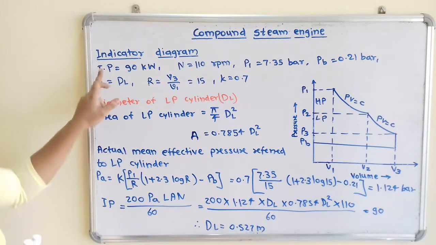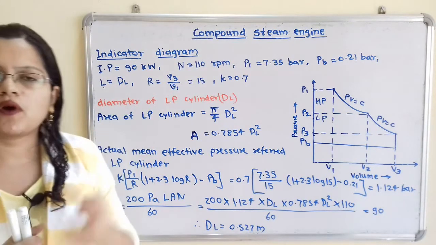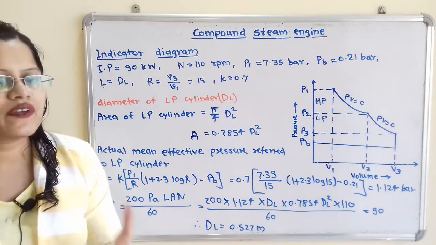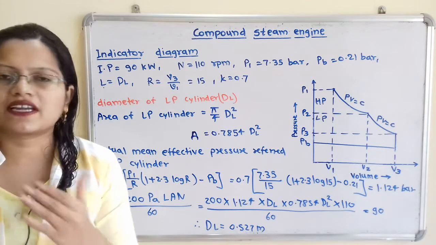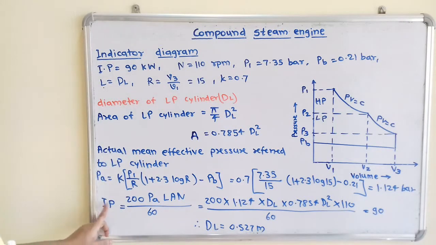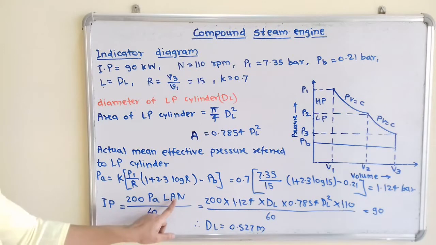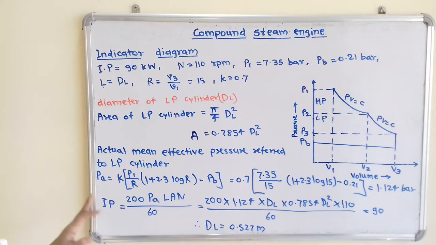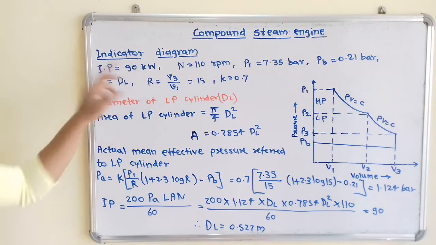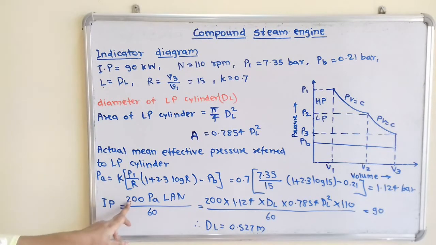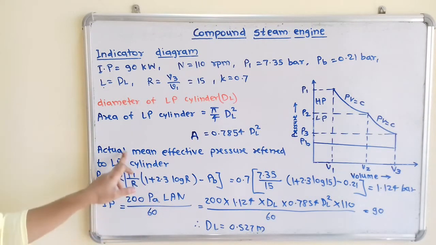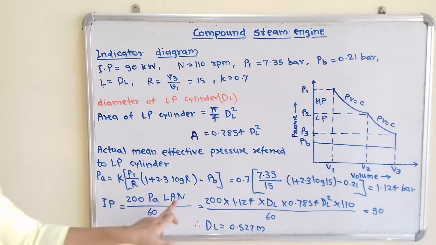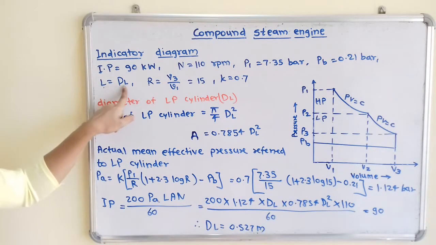Now it is given that the indicated power is 90 kilowatt. So we will again use the formula for indicated power. So the formula is 200 PA L A N by 60. Now if we observe, indicated power is 90 kilowatt, then 200 multiplied by PA, that is actual mean effective pressure, 1.124. Then L. So L is nothing but DL.